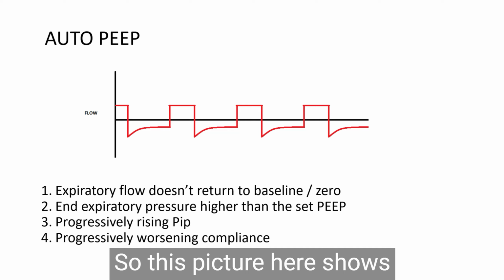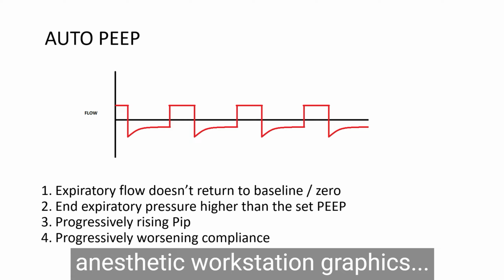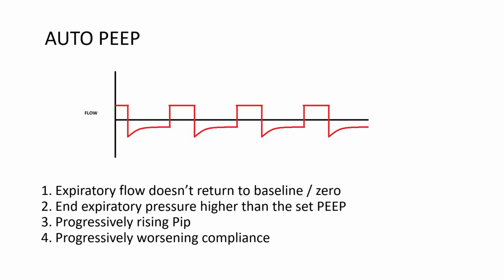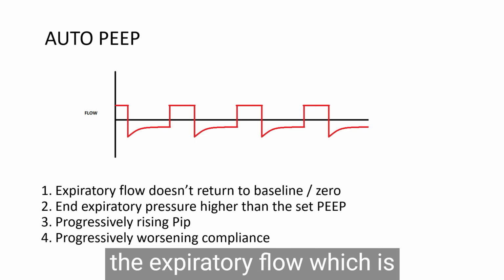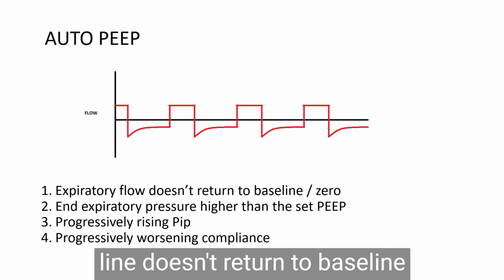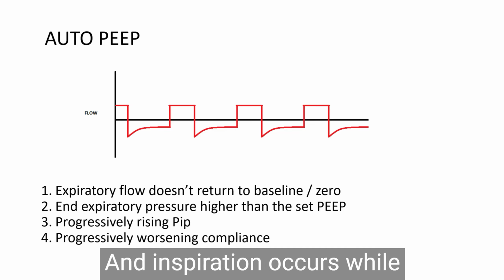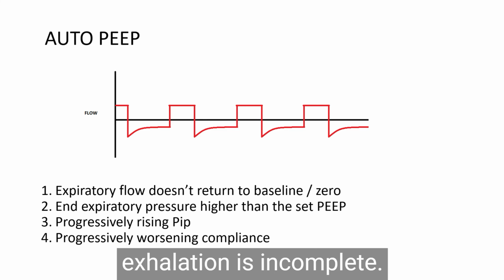So this picture here shows how auto-PEEP appears on our anesthetic workstation graphics. And what we can see is that the expiratory flow, which is underneath the horizontal line, doesn't return to baseline. It doesn't return to zero. And inspiration occurs while exhalation is incomplete.